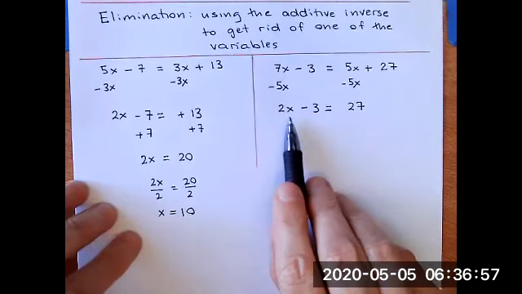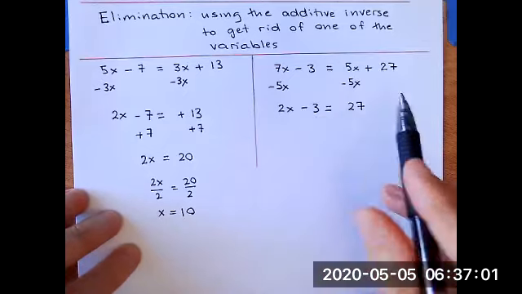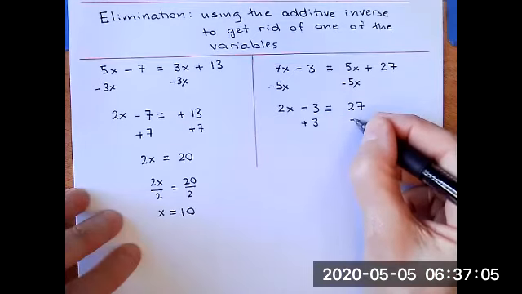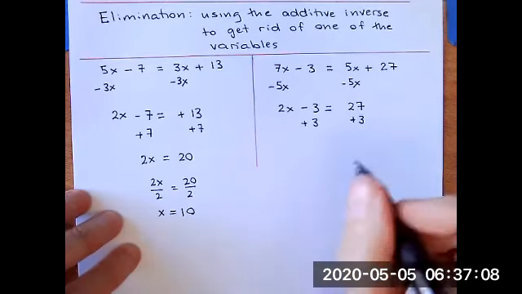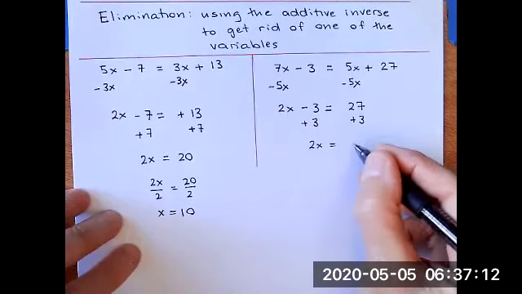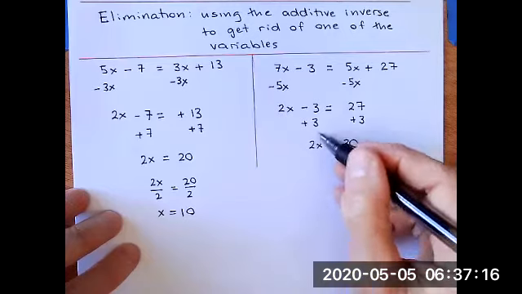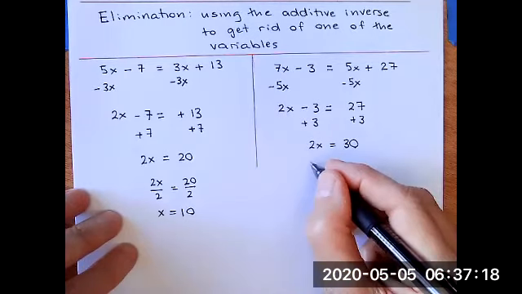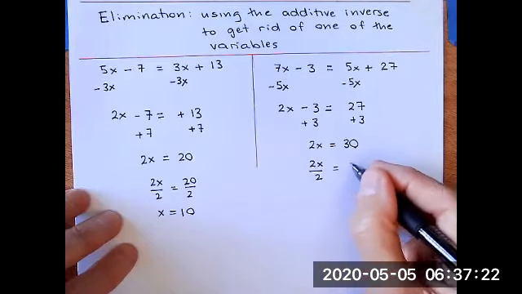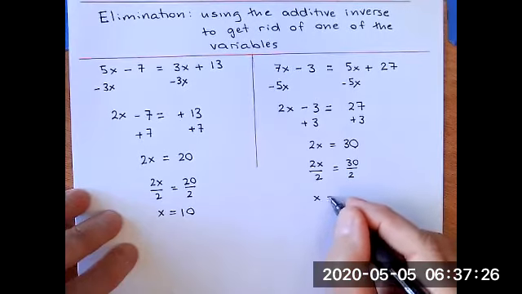And now I want to isolate the x. So I'll eliminate the -3 by using the additive inverse of -3, which is +3. I get 2x equals 30. And by now you can probably do this next step in your head, but I'll go ahead and show you. I'm going to divide both sides by 2. And we get x equals 15.